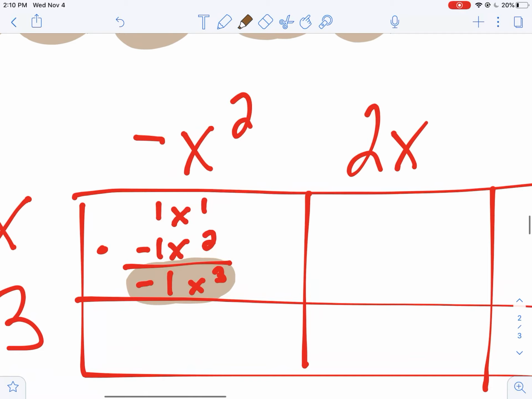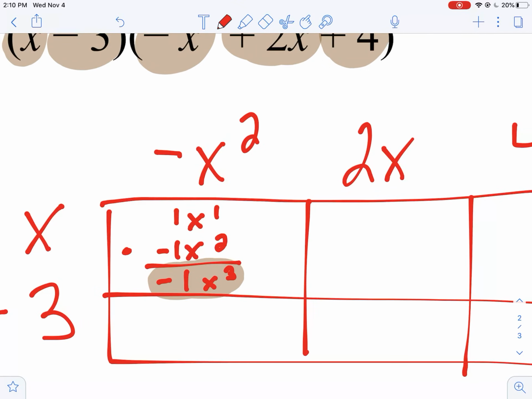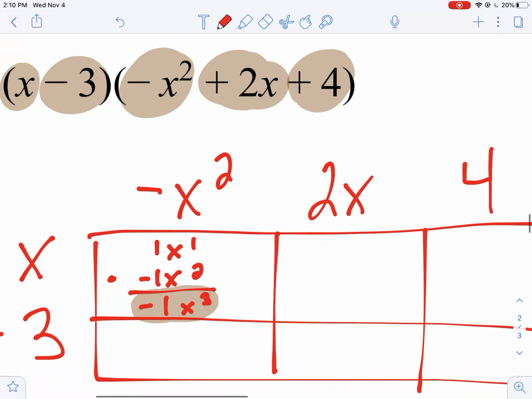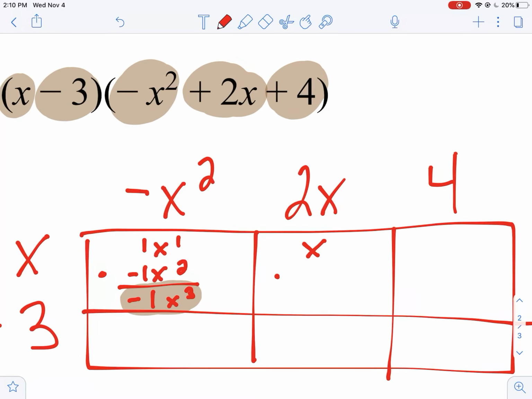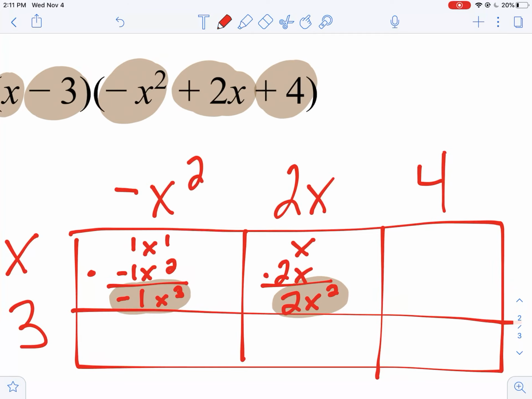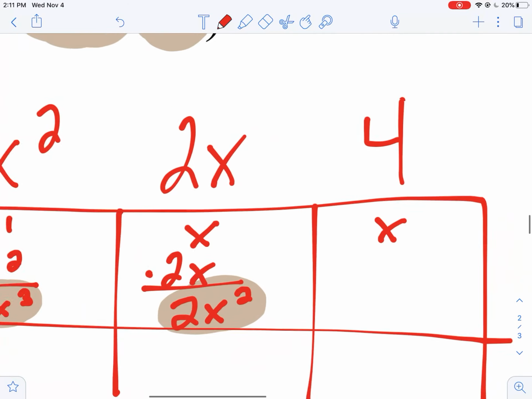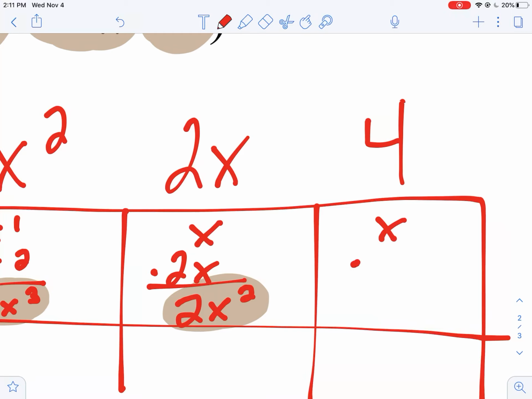Now I'm going to multiply x again, or 1x to the first, right? I'm going to be using that x that's in that row. I'm going to multiply it by 2x this time. When I multiply that out, I'm going to get 2x to the second. Next, I'm going to use x again because that's the x row right here. I'm going to multiply it by 4 because 4 is up here in the column. And that will give me 4x.